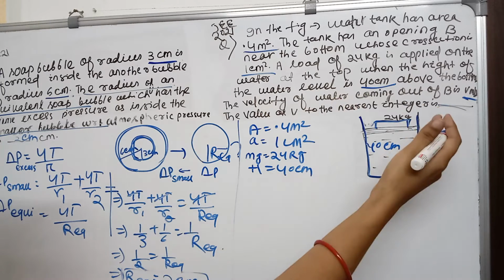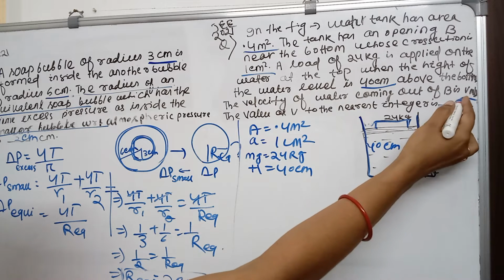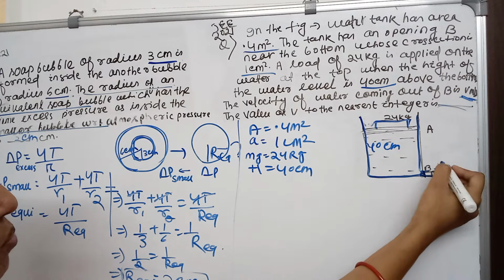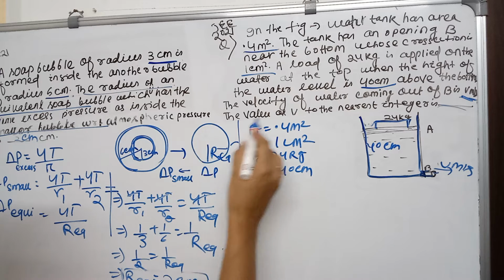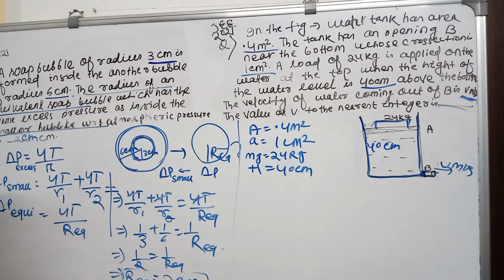The velocity of water coming out of B is V meter per second. So here the velocity of water coming out is V meter per second. Then the value of V to the nearest integer is how much?